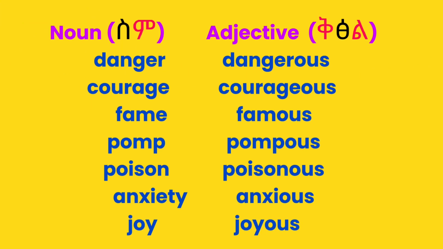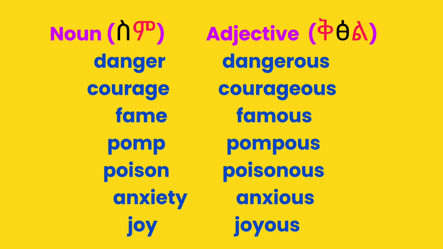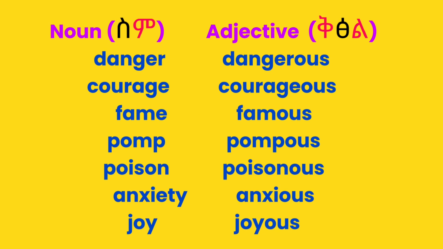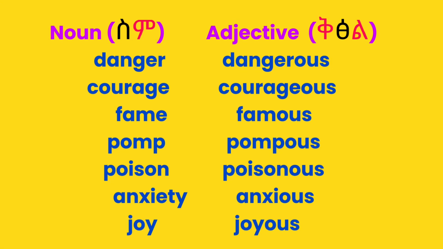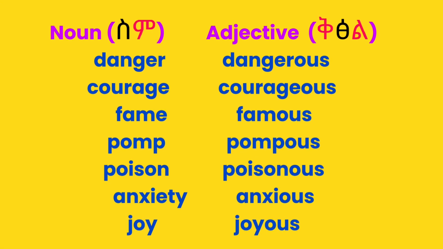By adding the suffix -ous. From the noun danger to the adjective dangerous. From courage to courageous. From fame to famous. From pomp to pompous. From poison to poisonous. From anxiety to anxious. From joy to joyous.